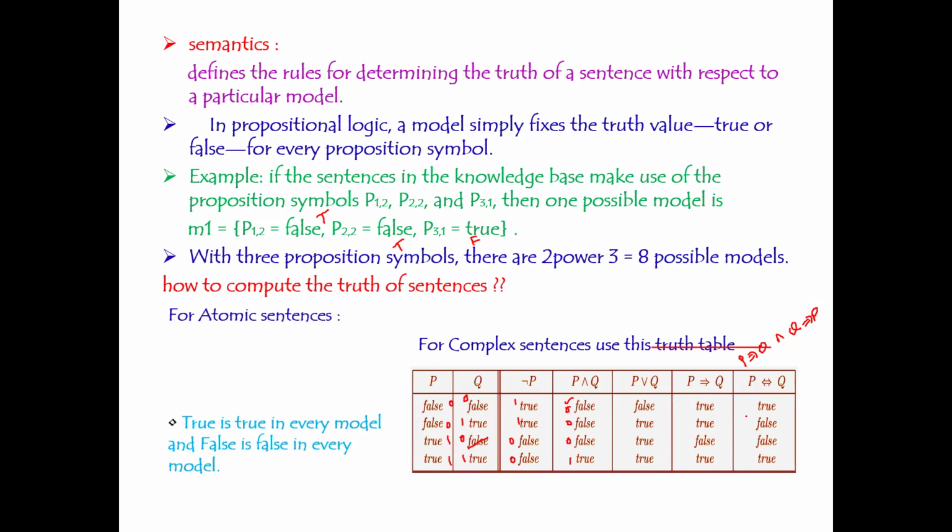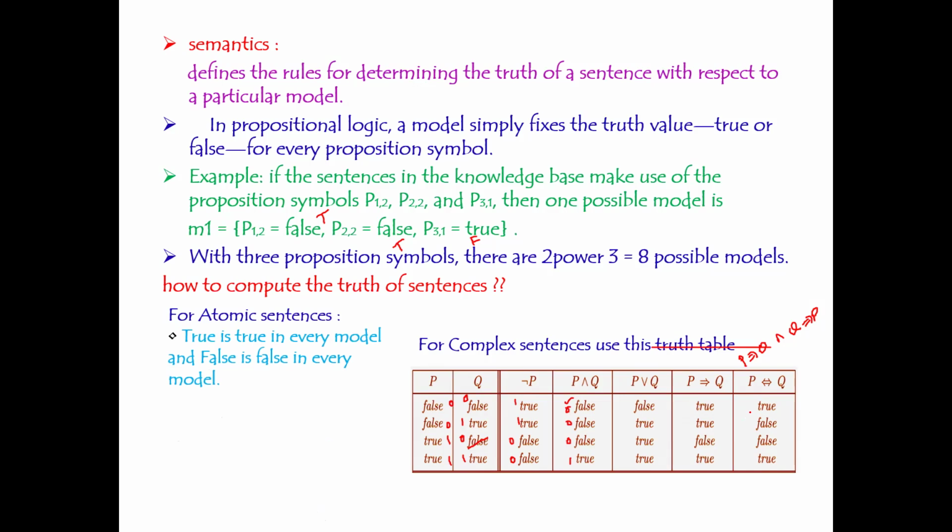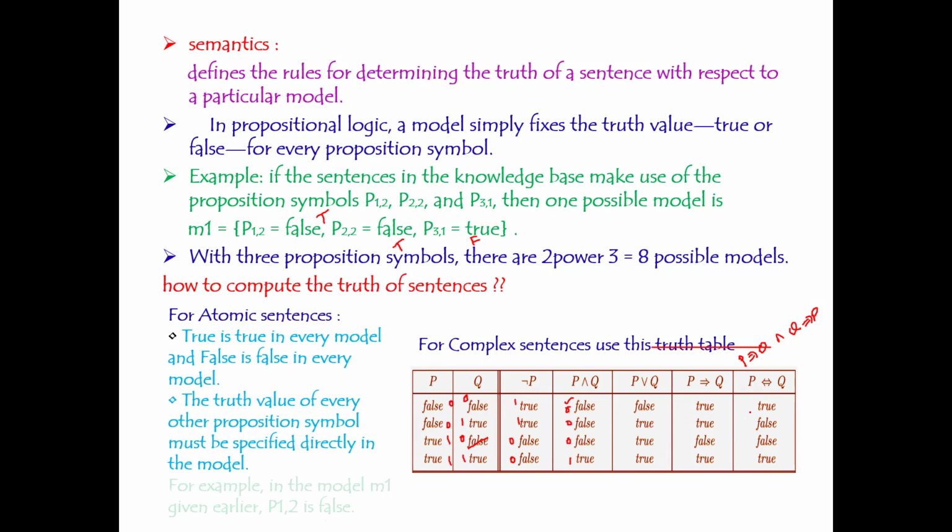Okay. So for atomic sentences, true is true in every model and false is false in every model. The truth value of every other propositional symbol must be specified directly in the model. So other than this true and false, if you have any other value, that must be specified. Okay. So for example, here in the above example, in the model M1, we have given P12 as false. So like this, you have to specify.